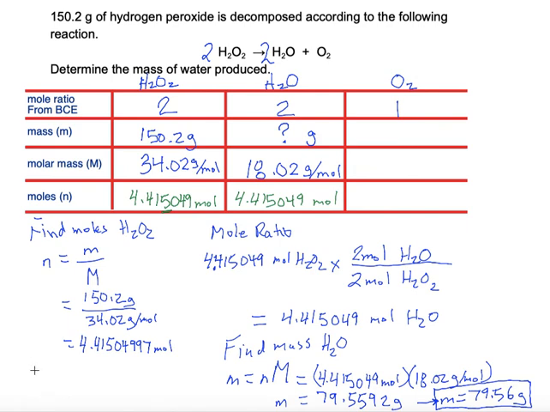So that's how we solve a mass-to-mass stoichiometry problem. Balanced chemical equation, find moles, mole ratio, and then find our mass. 4 simple steps.